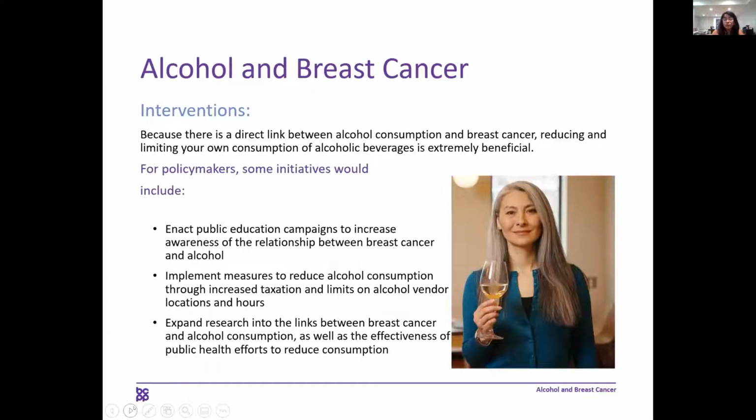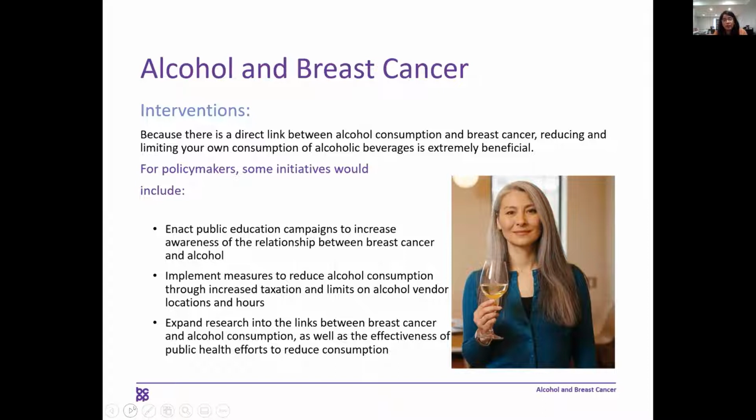So it's pretty clear from the scientific evidence that there is a direct link between alcohol consumption and breast cancer. And so as an intervention, reducing and limiting your own consumption of alcohol beverages is extremely beneficial. Any amount you decrease is beneficial. But for policymakers, what we put into the Path to Prevention report was that it would be really important to enact public education campaigns to increase awareness of the relationship between breast cancer and alcohol. That was why I was so happy to be asked to be on the advisory committee of this group, because this is exactly what we were calling for. People really don't know about this link, and it's important that they do, because it's a very well established one.